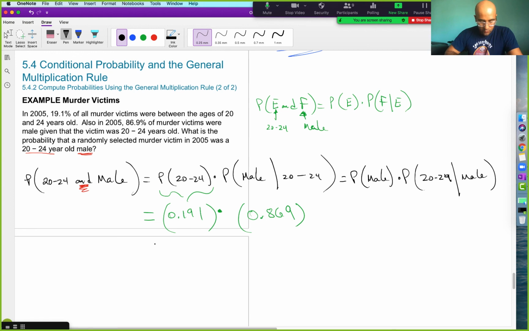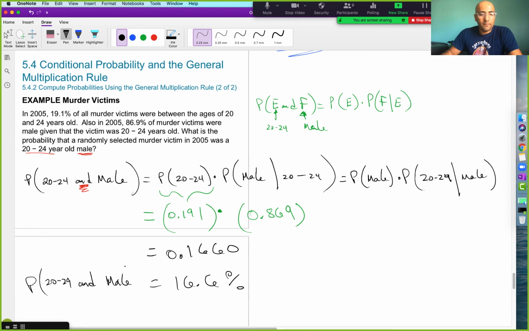So we multiply 0.191 times 0.869, and we get 0.16597. Rounding up, that's 0.1660, or about a 16.6% chance that they're 20 to 24 and male.